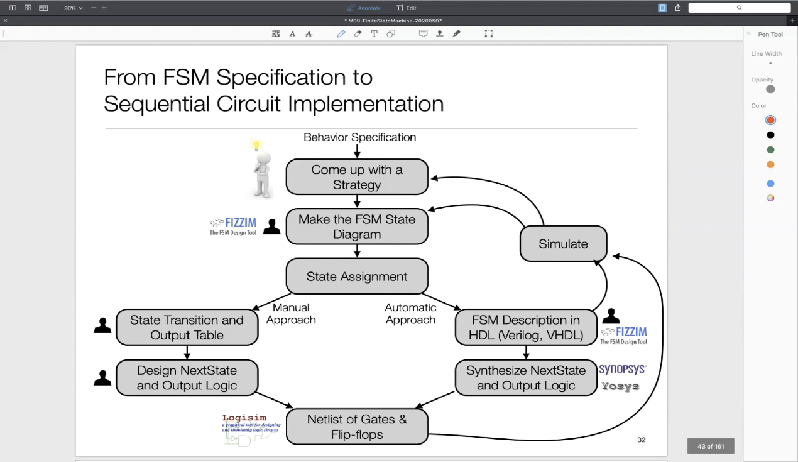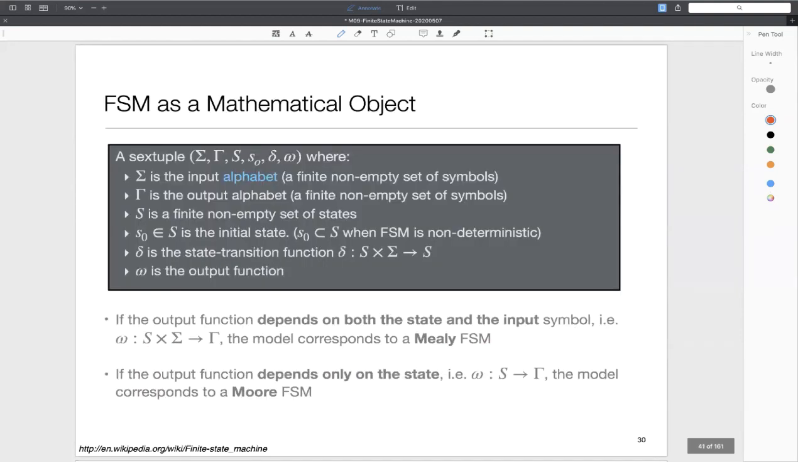Professor? Go ahead. Could you explain the delta again real quick? What do you mean by that?